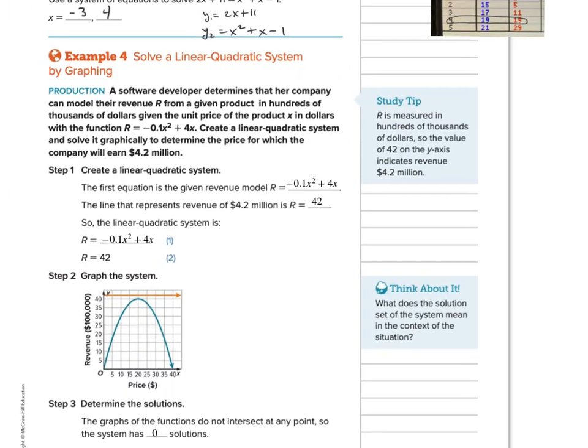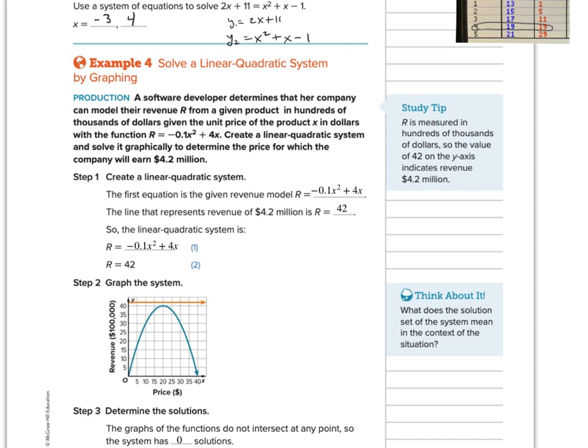All right, so now doing the same thing here. Solve this linear quadratic system by graphing. A software developer determines that her company can model their revenue from a given product in hundreds of thousands of dollars given the unit price of the product x in dollars, and the revenue function is equal to negative 0.1x squared plus 4x. Create a linear quadratic system and solve it graphically to determine the price for which the company will earn 4.2 million.